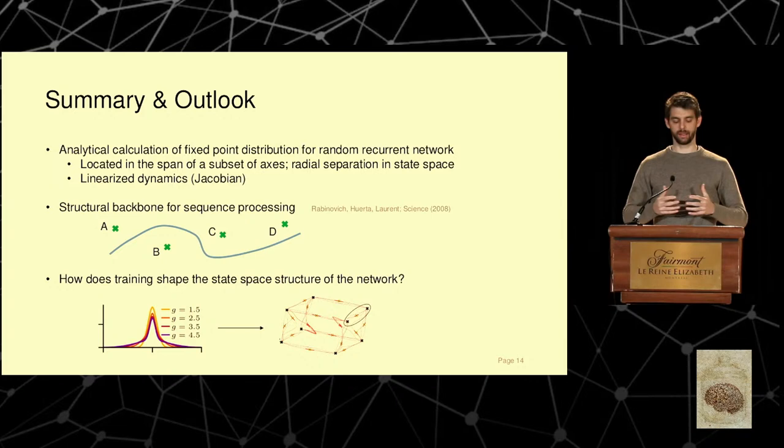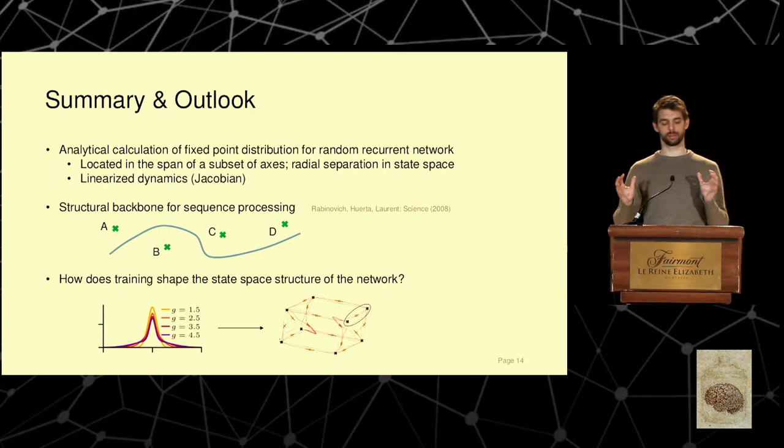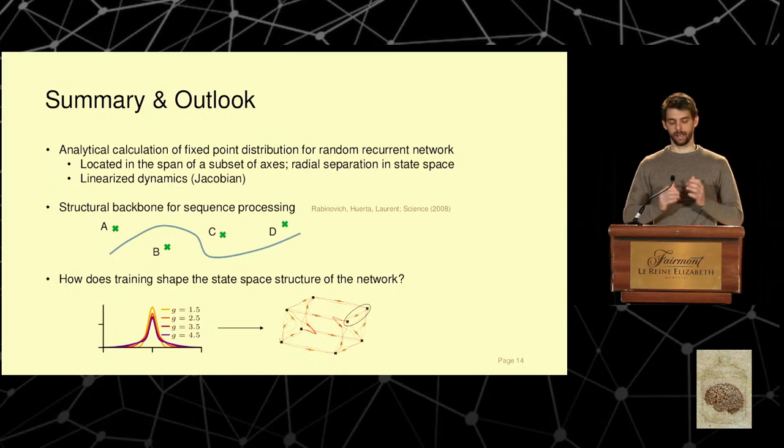So the main theoretical contribution is that we analytically calculated the distribution of fixed points in state space for a canonical random recurrent neural network model. We saw first that these fixed points are non-isotropic in state space, that they are located in the span of a subset of the axes. And we found a rather drastic separation between the dynamics and the fixed points in state space, namely this radial separation onto different shells. We also have the tools to analyze further, to look at the Jacobian. We can get the eigenvalues of the Jacobian, the corresponding eigenvalue radius, and the radial distribution.